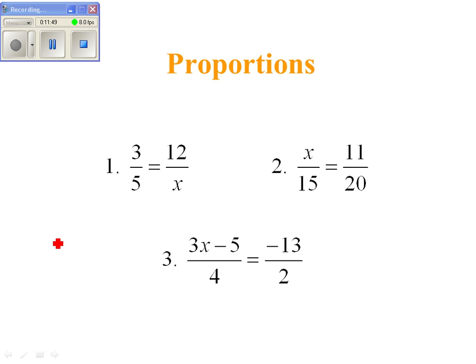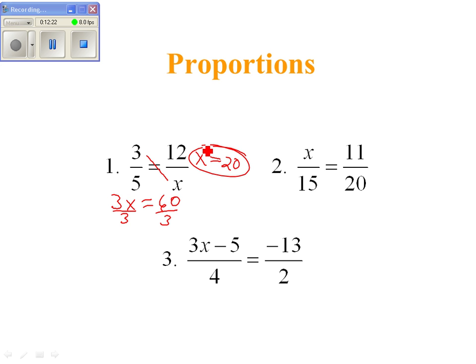How do you solve this first one? Cross multiply. I've gotten lazy over the years, so I don't do the bubbles anymore. I just do the little lines. So that's 3 times x or 3x. That's our extremes, right? Extremes multiply times each other. Means times each other, right? Equals 60. Divide by 3. x equals 20.